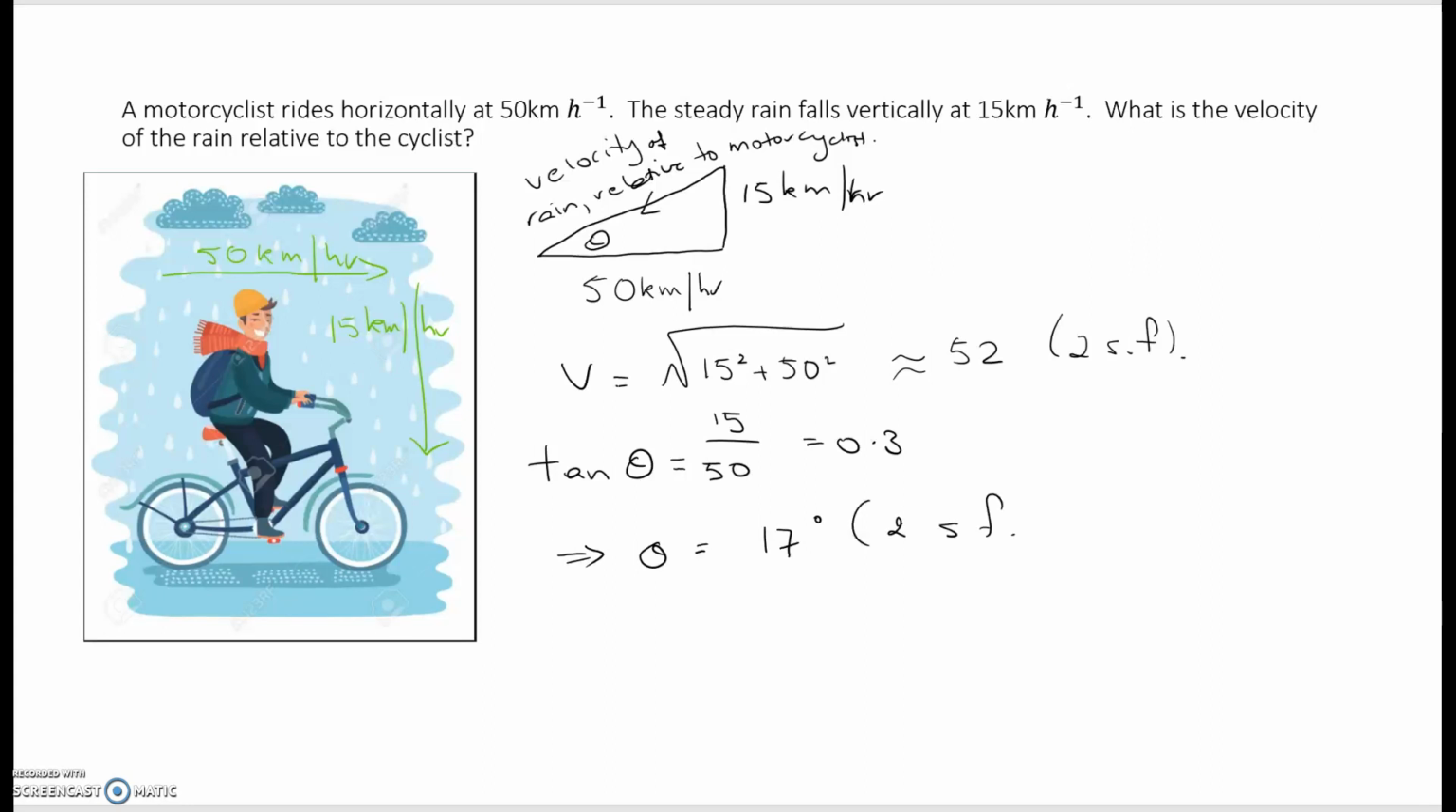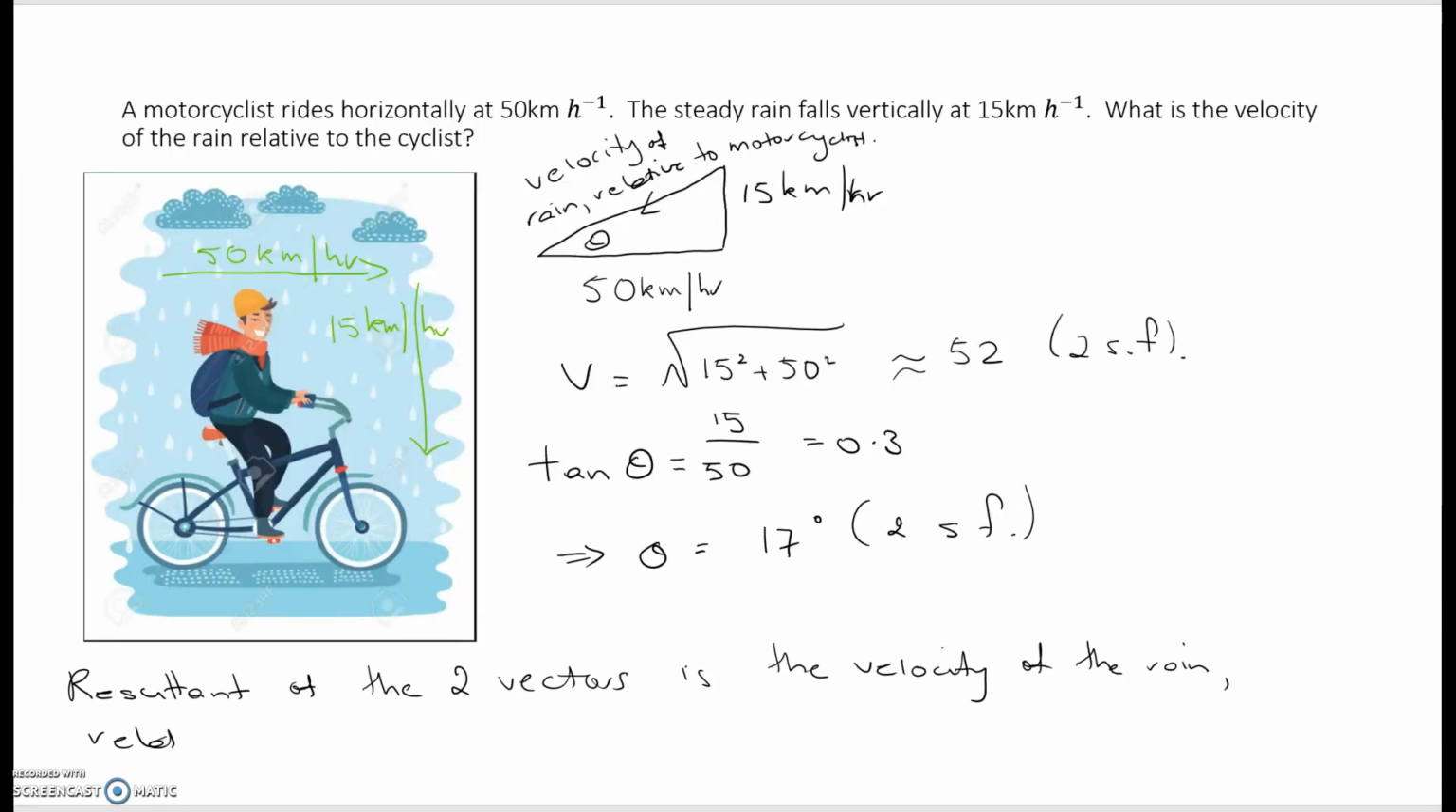Again, two significant figures. What we've got then is that the resultant of those two vectors is the velocity of the rain relative to the motorcyclist, and it's 52 kilometers per hour at an angle of 17 degrees to the horizontal.